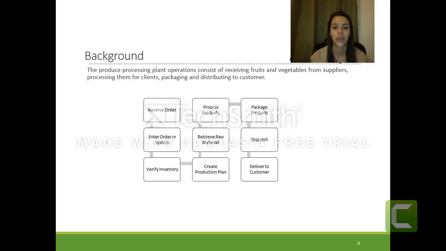As we can see, we have a high-level workflow here, where we receive the order, we get the order in the system, we have to verify the inventory, create the production plan for the day, we actually receive the raw material, process the products, package them, we dispatch them, and the process is completed once it's delivered to the customers.